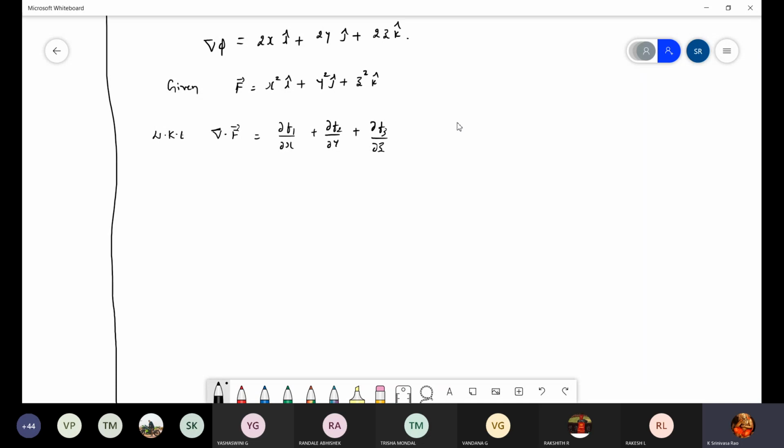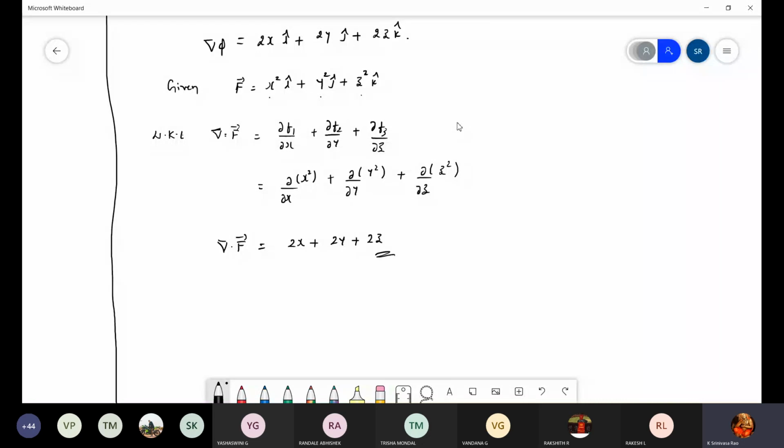Okay. So what is f1, f2, f3? First component, second component, third component. Okay. We will substitute. We will follow the same procedure. dou by dou x of f1 is x square plus dou by dou y of f2 is y square plus dou by dou z of f3 is z square. See, with some confusion also, you should not write ijk in divergent. It is a dot product. Okay. So the final answer is div f equals 2x plus 2y plus 2z. Okay. This is div f.